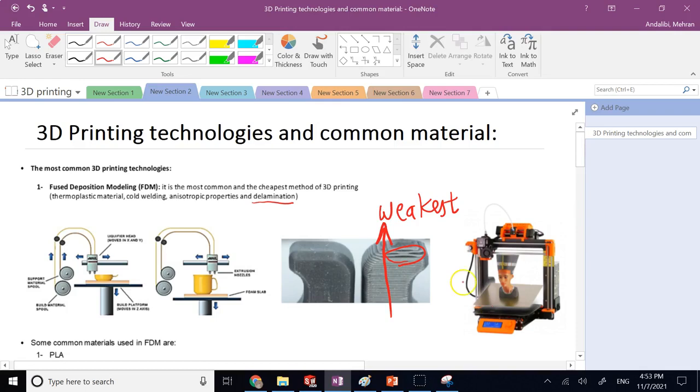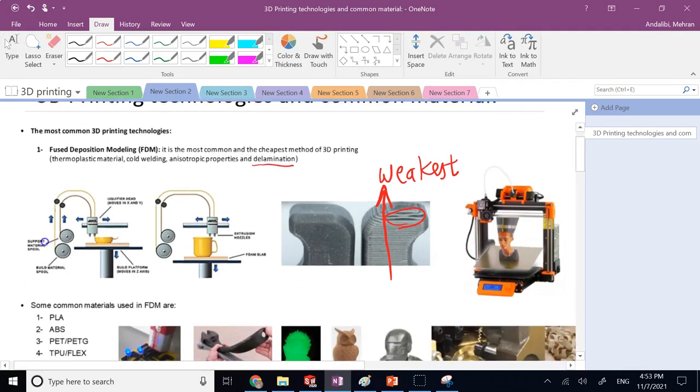There are so many printers working based on this technology, including Prusa, MakerBot, Creality, and Stratasys, many of the Stratasys printers, and so many other printers. Not that these companies do not have other forms of technology like SLS or SLA, they do, but their most well-known printers are FDM.